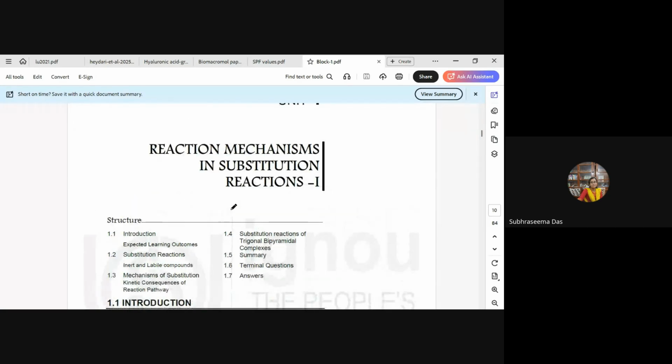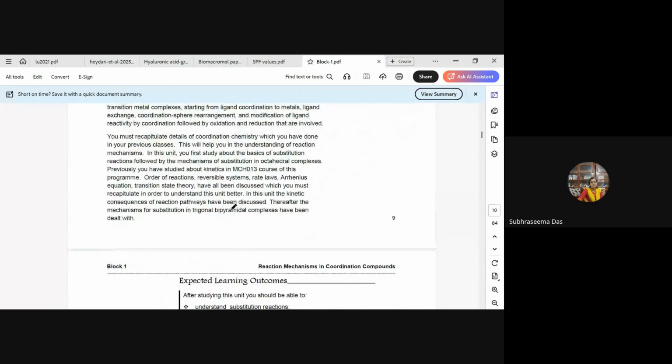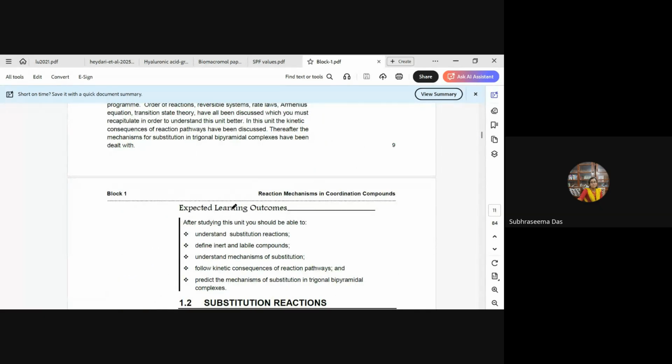So first we'll start with the reaction mechanisms in substitution reactions. In this unit, we'll talk about the different types of substitution reactions. We'll talk about inert and labile complexes, understand the mechanism of substitution, follow the kinetic consequences of different reaction pathways, and predict the mechanisms of substitution in TBP complexes, that is trigonal bipyramidal complexes.